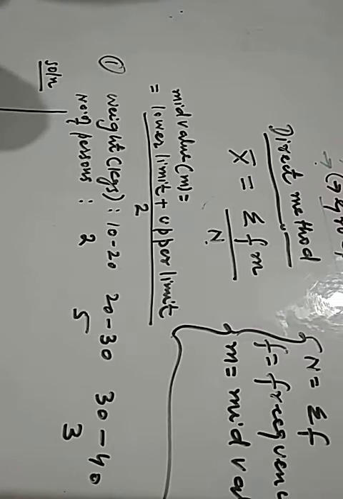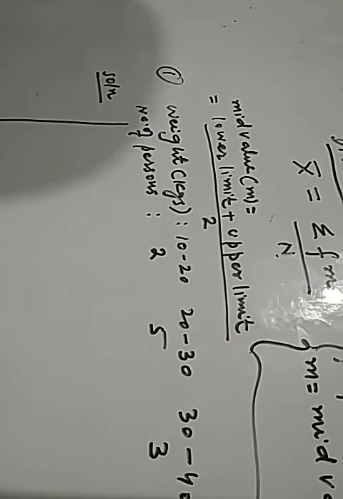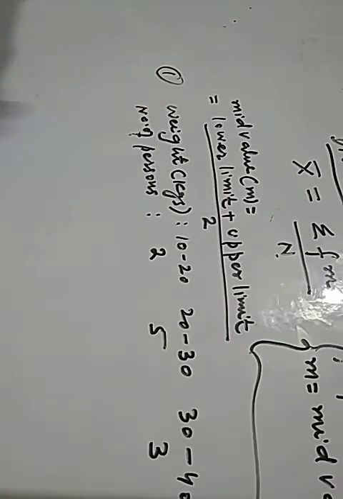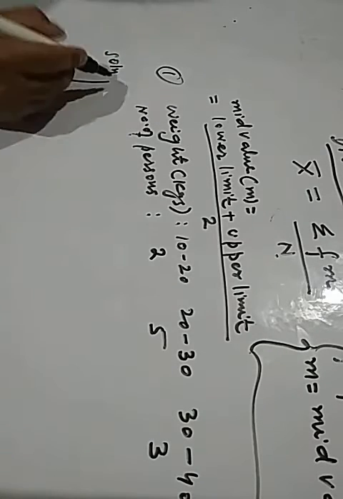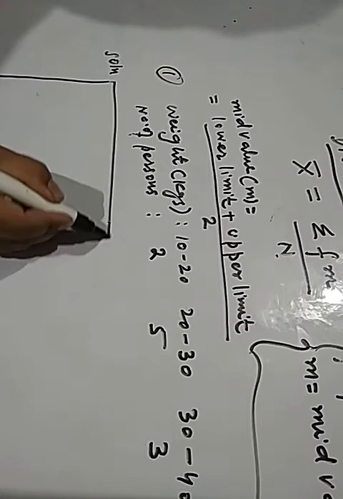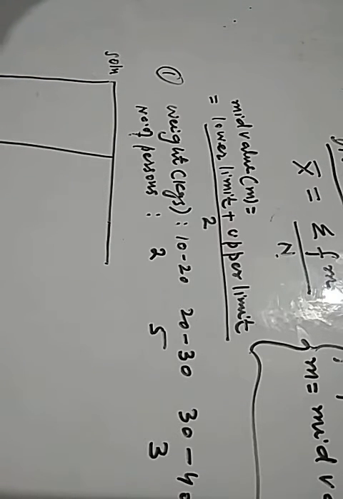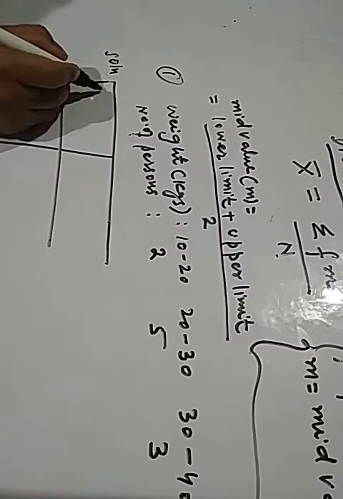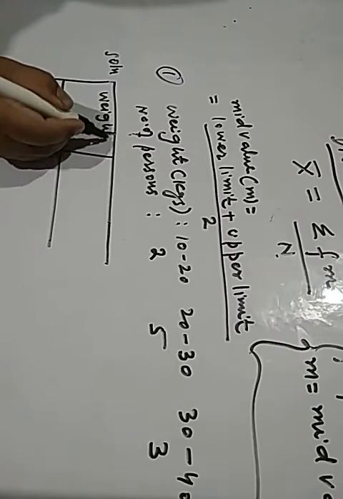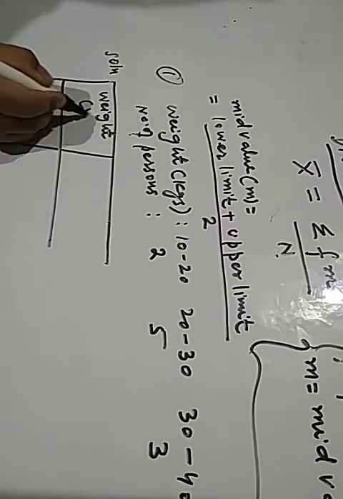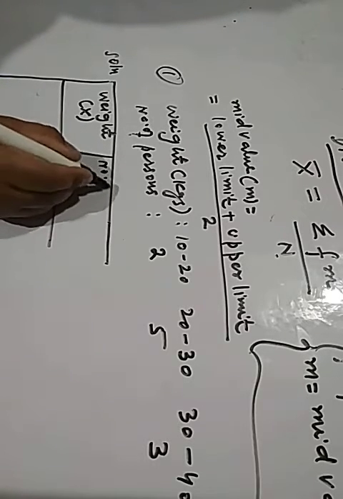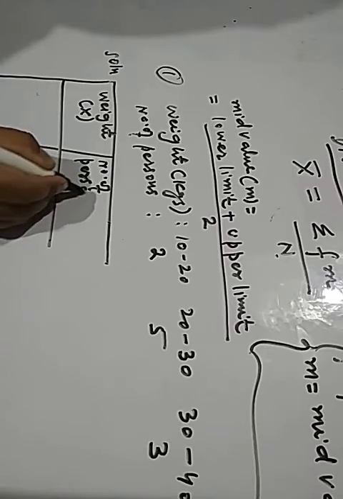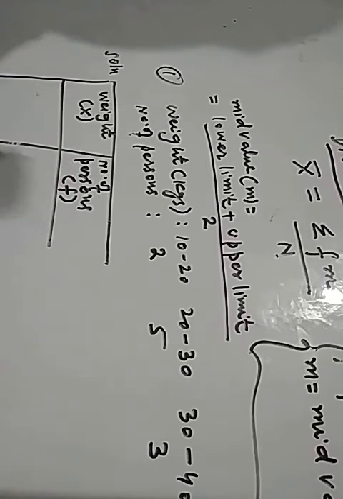In the first column we will take value of variable, that is weight in kgs, and it will be denoted by x, and frequency, that is number of persons, we will denote by f.